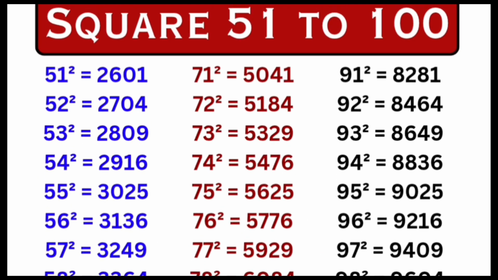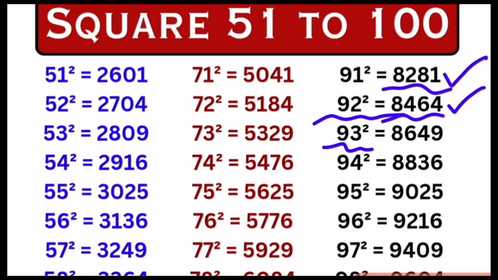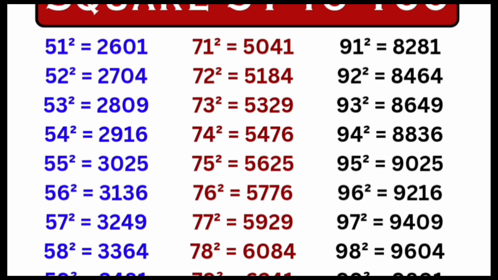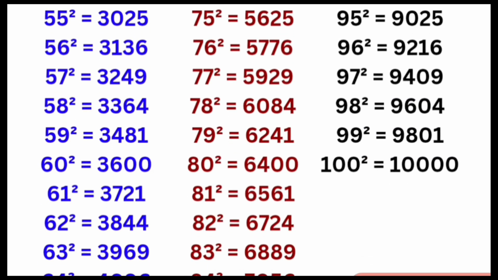Square of 91 is equal to 8281. Square of 92 is equal to 8464. Square of 93 is equal to 8649. Square of 94 is equal to 8836. Square of 95 is equal to 9025. Square of 96 is equal to 9216.